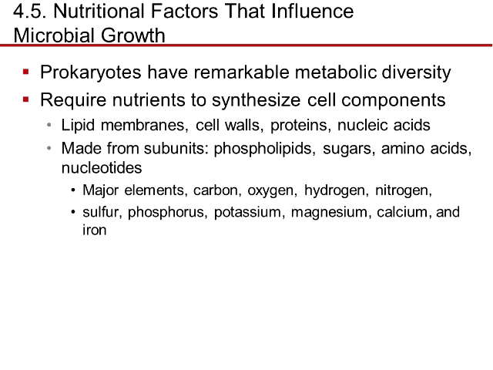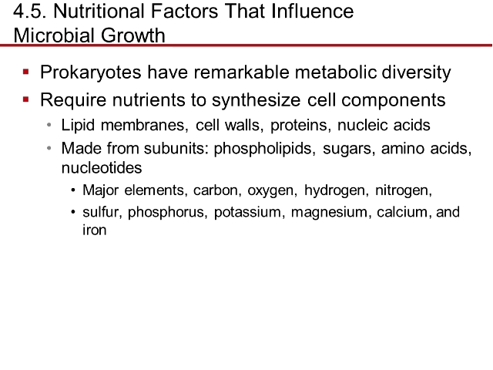Now, prokaryotes have remarkable metabolic diversity. So, the nutritional factors that influence microbial growth: they require nutrients to synthesize cell components, so lipid membranes, cell walls, proteins, nucleic acids. And these are made from subunits like phospholipids, sugars, amino acids, and nucleotides. The major elements are carbon, oxygen, hydrogen, nitrogen, sulfur, phosphorus, potassium, magnesium, calcium, and iron.